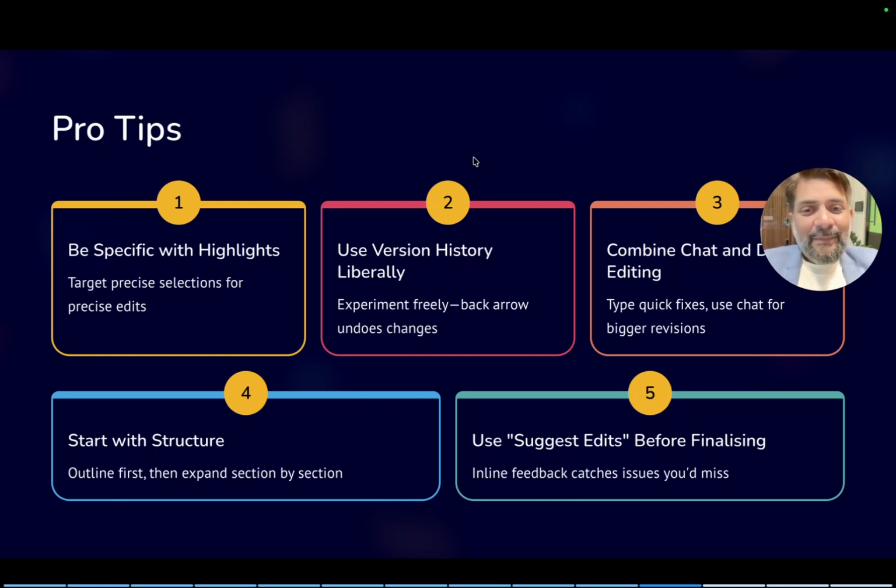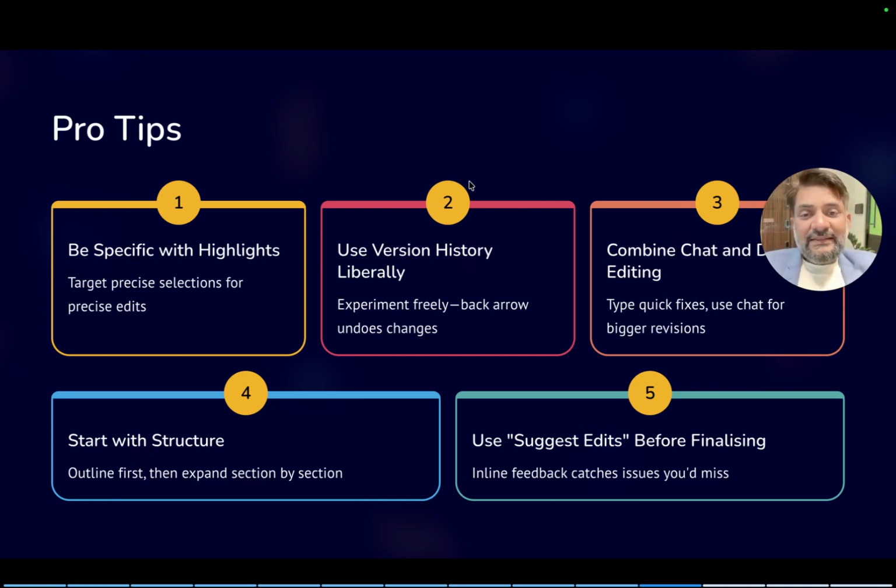Tip number three, combine chat and direct editing. You can type directly in the document for quick fixes, then use the chat for bigger revisions. The flexibility is the point. Tip number four, start with structure and then fill. Ask for an outline first, then expand section by section. This keeps your document organized and prevents the rambling that sometimes happens with long form generation.